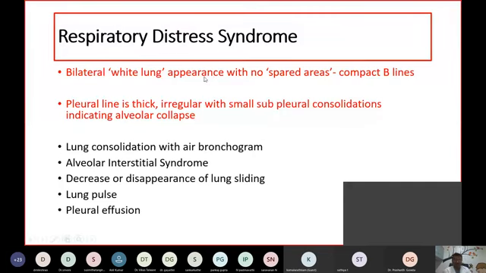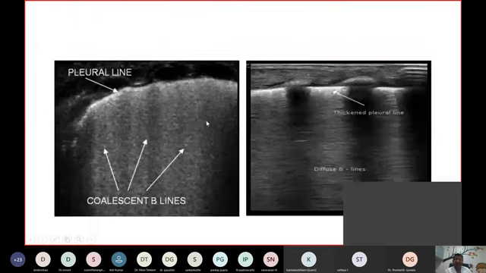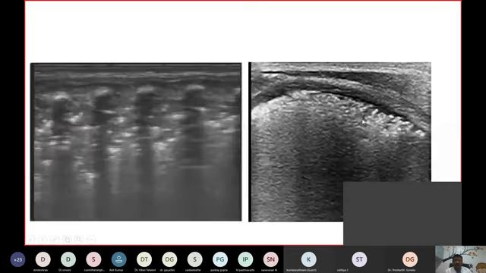Now you see here the pleural line is thick. You can see the compact B lines. There are some subpleural consolidations. This is how your severe RDS lung is going to look like. Again, you can see here compact B lines, and you can see thick pleura. You can see some subpleural consolidations. Again, the thickened pleura, irregular pleura, lot of B lines and plenty of subpleural consolidations.